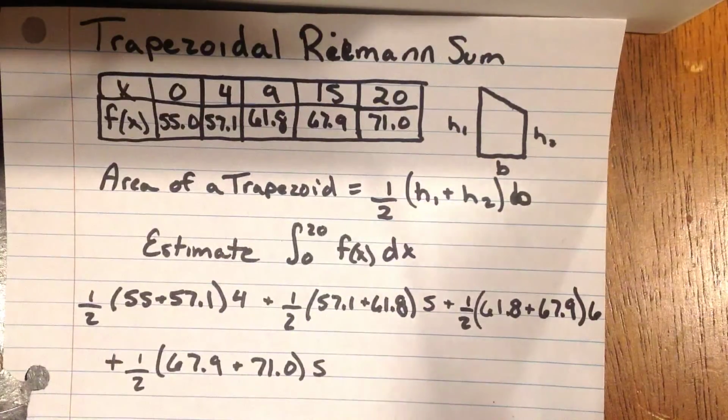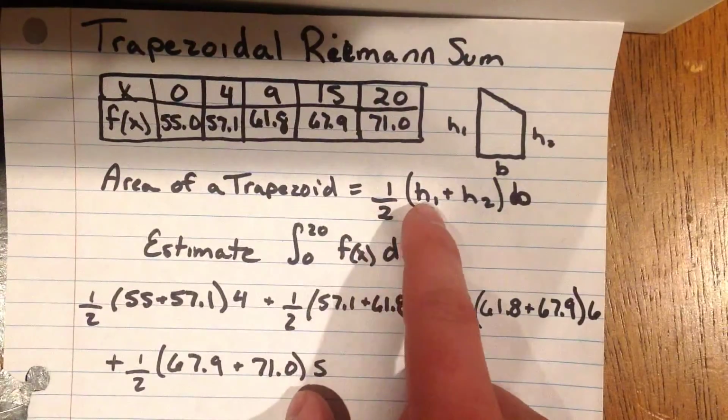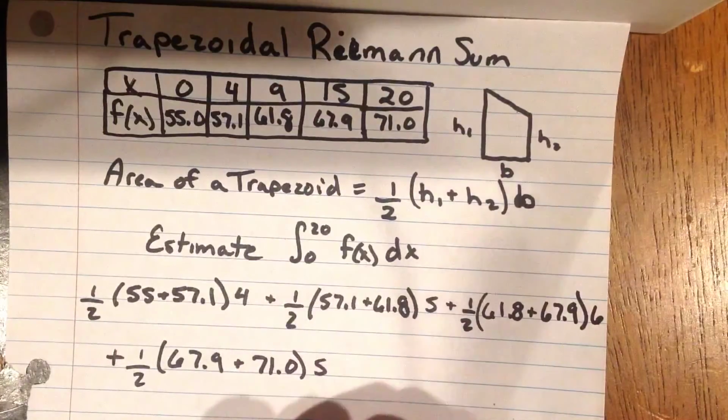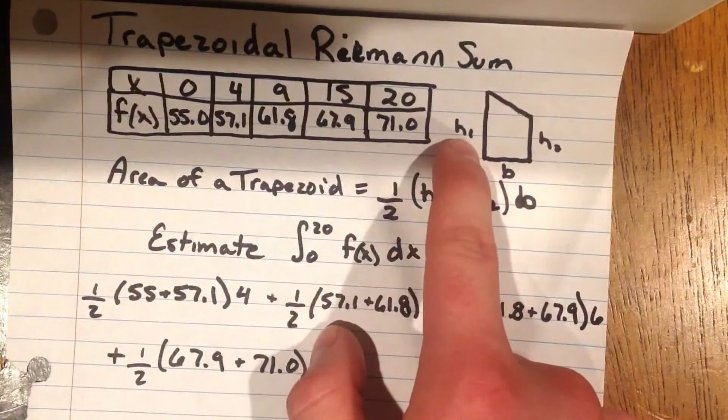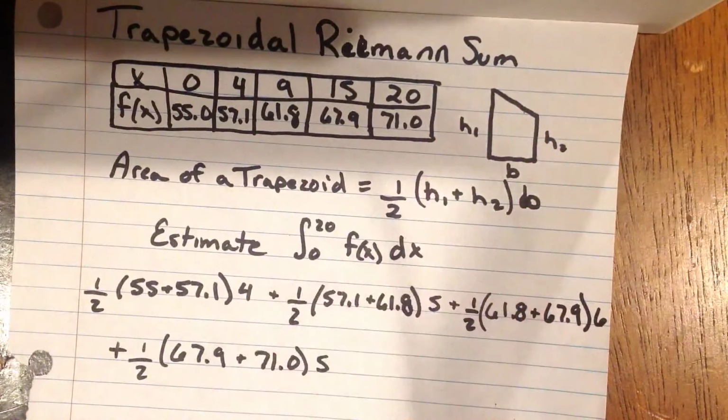Last but not least is the trapezoidal Riemann sum. To do this, you have to know the area of a trapezoid. So 1/2 times h1 plus h2 times the base is the formula for the area of a trapezoid. And this would be your h1, this would be h2, and this is the base.